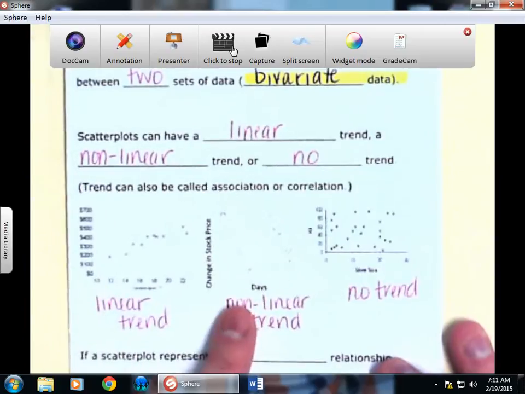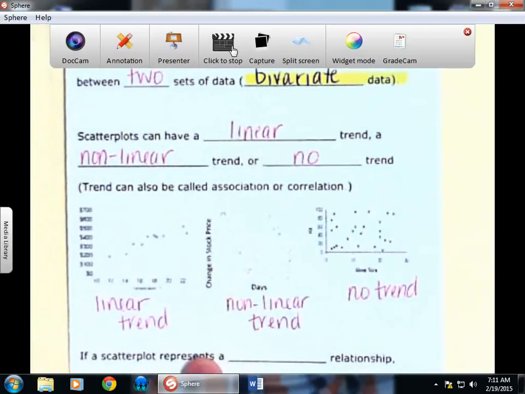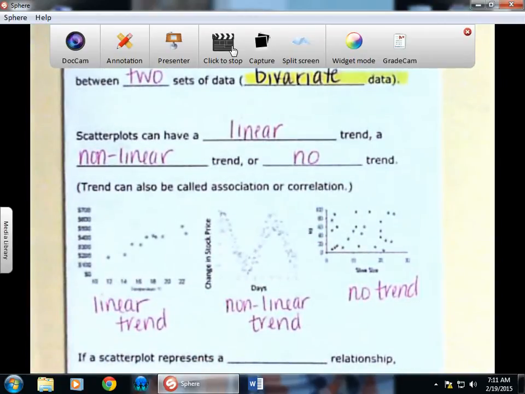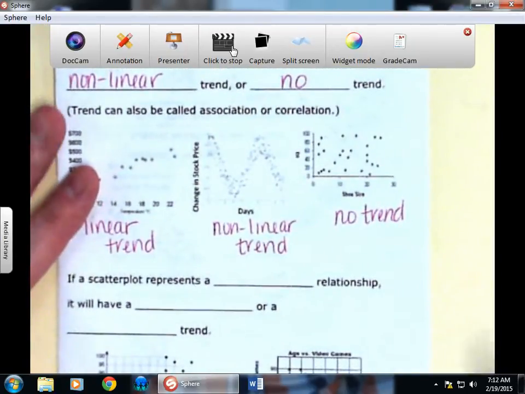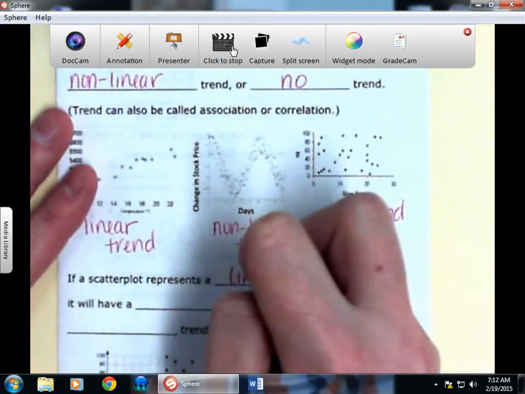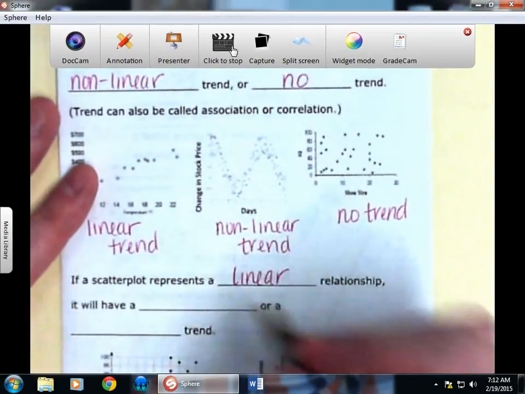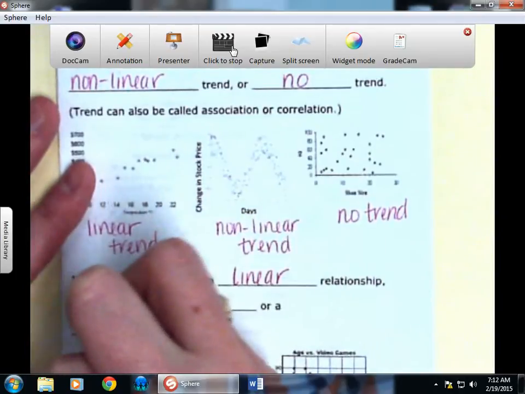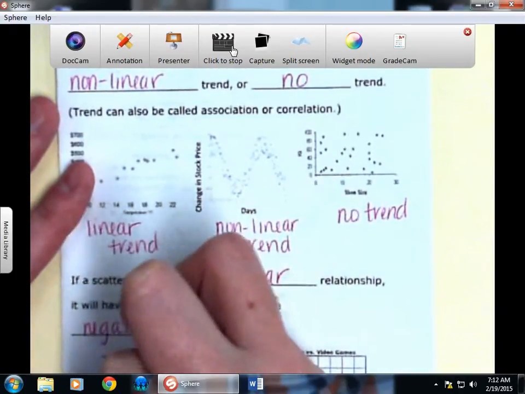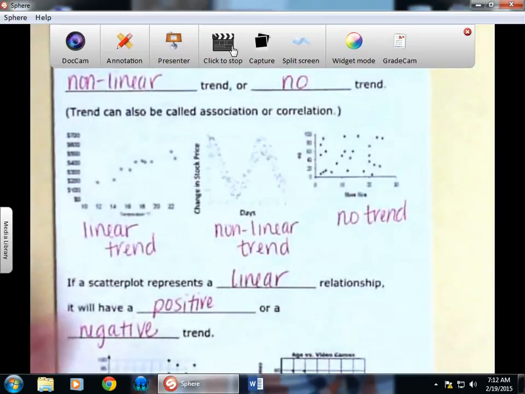Underneath that, if a scatterplot represents a linear relationship, it will have either a positive or a negative trend, or a negative correlation association. So there's two examples here. You can see this one, the data is kind of linear looking, and it is going up, so this is a positive trend. And then this one here, the data is going down, so this is a negative trend.